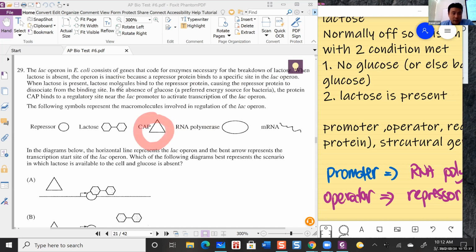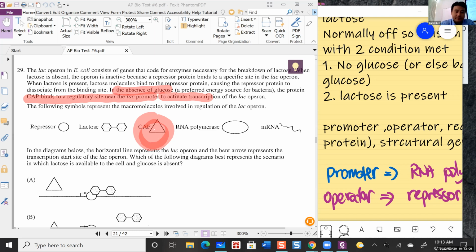So it's about glucose. When there's no glucose, which means that the protein cap binds to regulatory site. That's it. That's all you need to know. So you're looking for a diagram when there's no glucose, cap will be there. Okay, and it helps to activate. So cap is good. If there's no glucose, you will have cap, and when there is cap, you'll activate transcription. That's what that means. So do you have to memorize it? No. But if you did, it's easier. But the clue is here, okay?